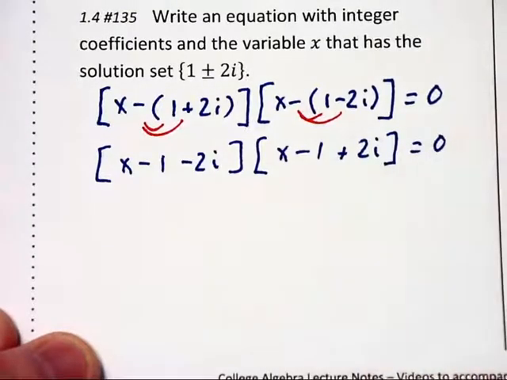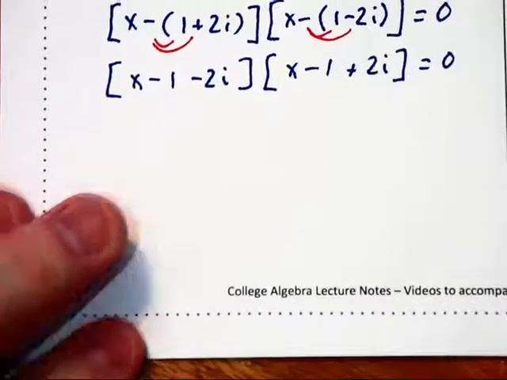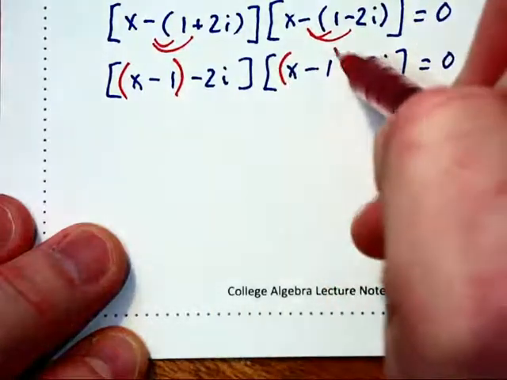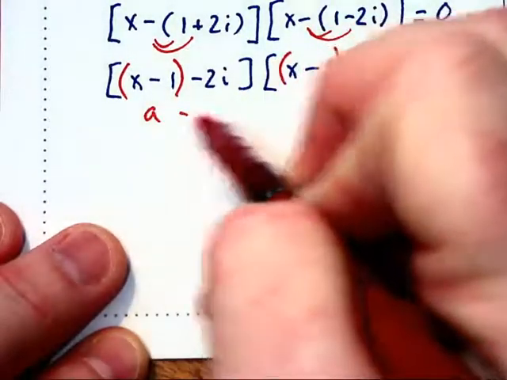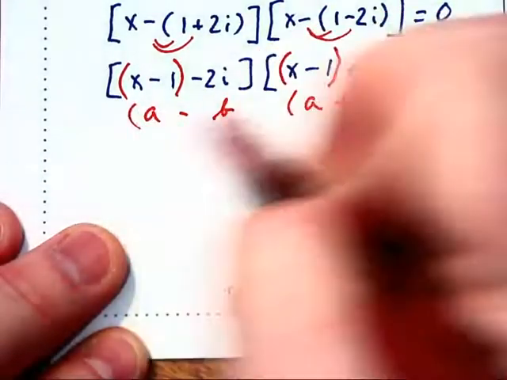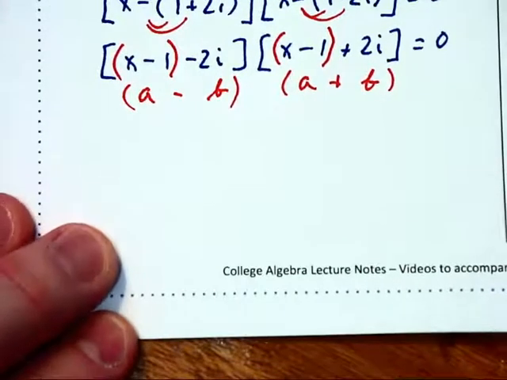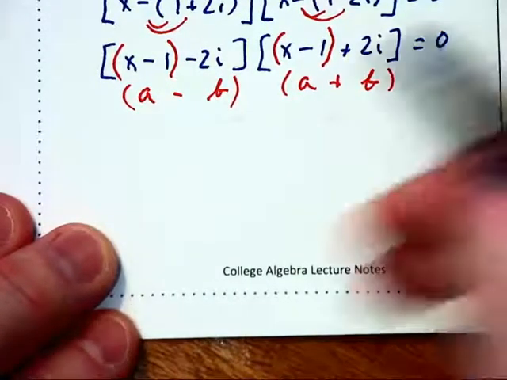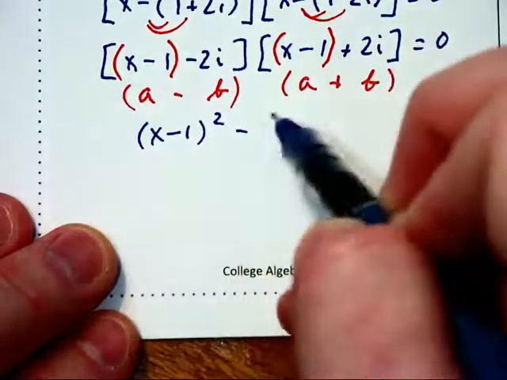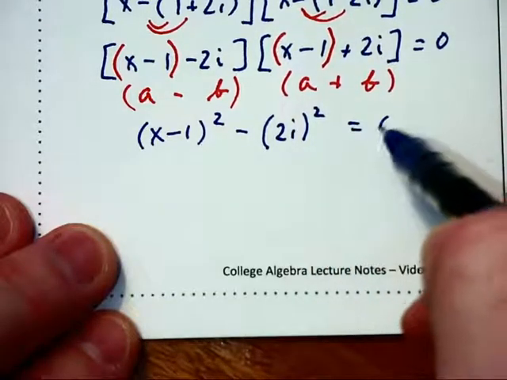And then upon careful observation, you will notice that each of these brackets begins with an x minus 1. So I'm going to group these x minus 1's together, and you'll notice we have an a minus b times an a plus b situation here. And so we can apply the difference of two squares principle to this and just find a squared minus b squared. A squared becomes (x minus 1) squared, minus b squared, which is (2i) squared, equals 0.